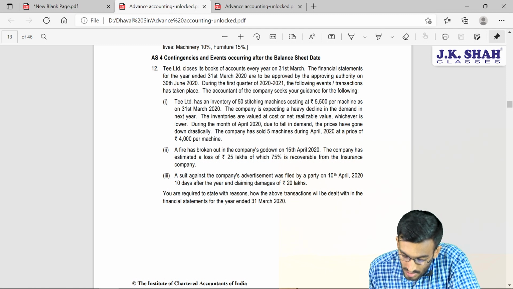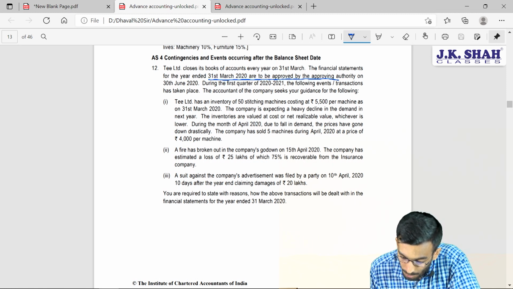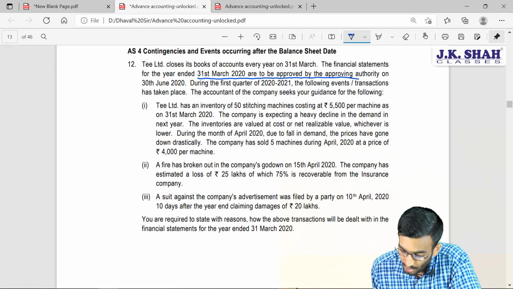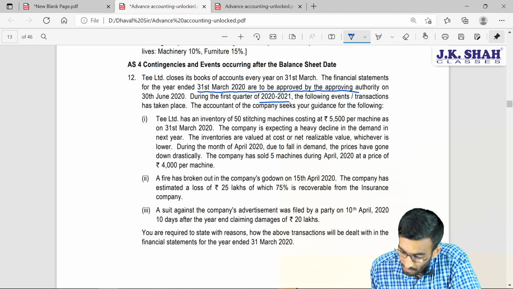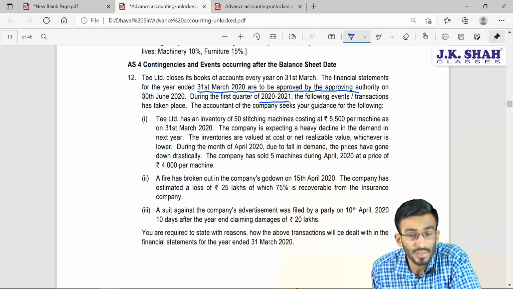T Limited closes its books of accounts every year on 31st March. The financial statements for the year ended 31st March 2020 are to be approved by the approving authority on 30th June 2020. During the first quarter of 2021, the following events or transactions have taken place. The accountant of the company seeks your guidance for the following.